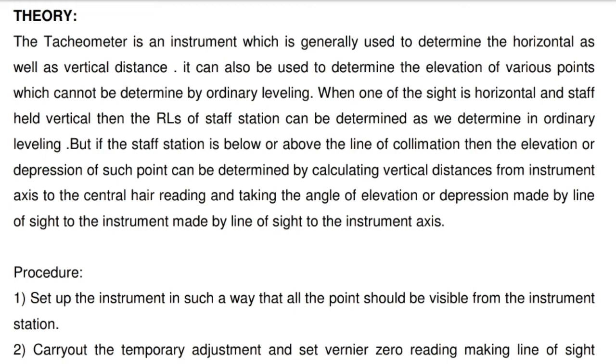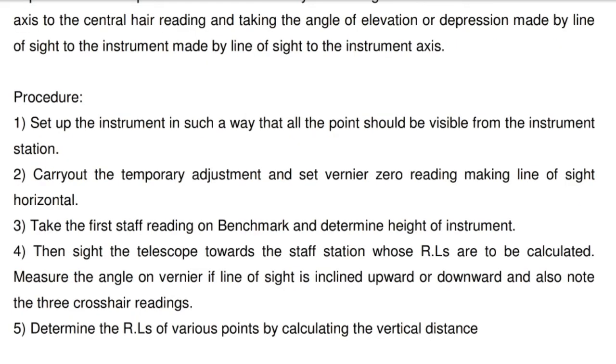Procedure: 1. Set up the instrument in such a way that all the points should be visible from the instrument station. 2. Carry out the temporary adjustment and set the vernier to 0 reading, making the line of sight horizontal. 3. Take the staff reading on the benchmark and determine the height of the instrument.